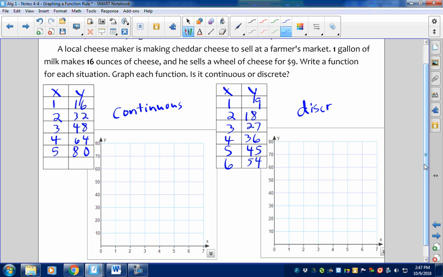This one I didn't go down any further because I can't graph above 80. Why is this weird? Because you can only sell whole wheels of cheese. If you cut it, does that mean you have to eat the whole wheel? Isn't that whole wheels? 9, 18, 27, 36. Okay, so let's graph this one.